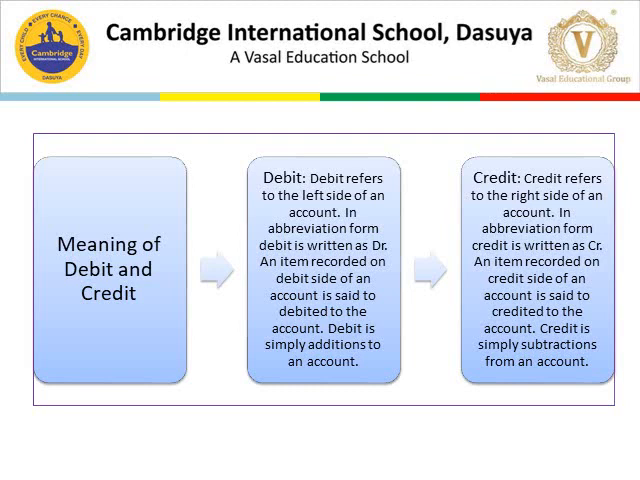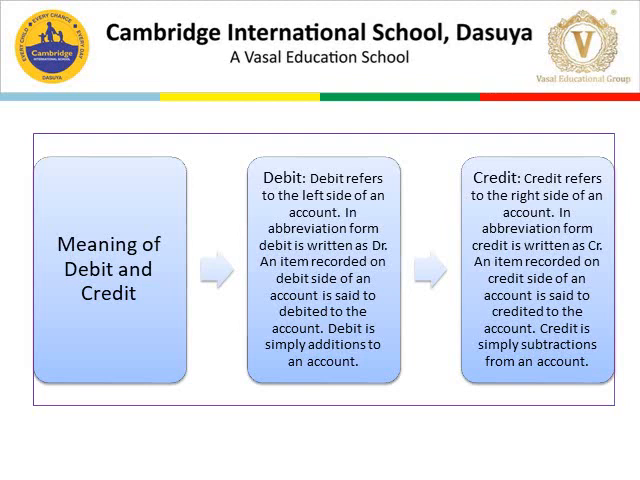Credit refers to the right hand side of an account. In abbreviation form, credit is written as CR. An item recorded on the credit side of an account is said to be credited to the account. Credit is simply subtraction from an account. It means when you record any item on the credit side, it is said that something or some items have been deducted, or gone out of the business.